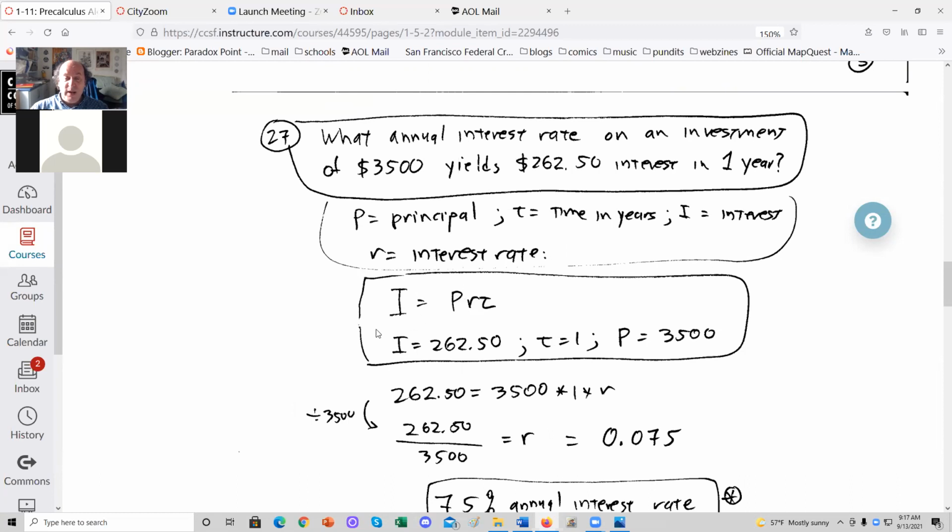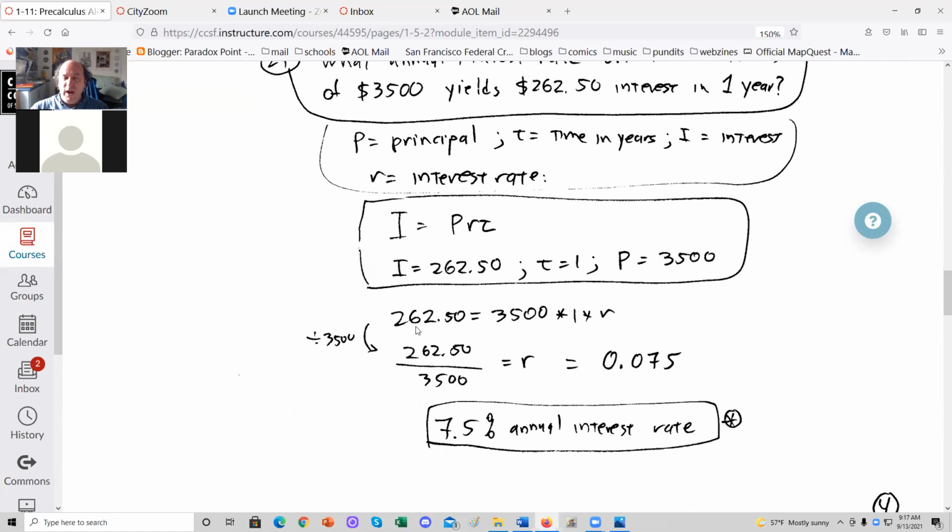I equals PRT. Interest earned is 262.5. That goes there. T, time, is 1 year. P, 3,500 principal, goes there. So 262.5 equals 3,500 times 1 times R. At this point, it's a simple matter of dividing. Divide both sides of the equation by 3,500. 262.5 over 3,500 equals R, which equals 0.075.